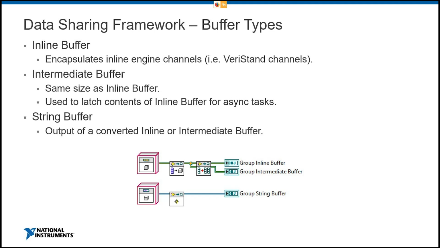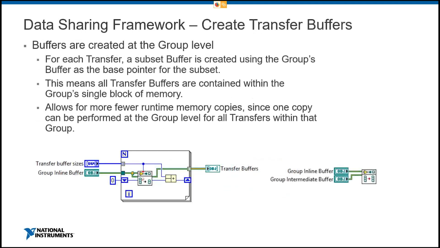The intermediate buffer is there for asynchronous calls, so what we do is we duplicate the inline buffer to an intermediate buffer, and then pass that to the async thread so that it can play with that all day and not have to worry about touching the inline channels while the VeriStand engine is continuing to execute. And then, of course, the string buffer is just there to capture the different size converted buffer.